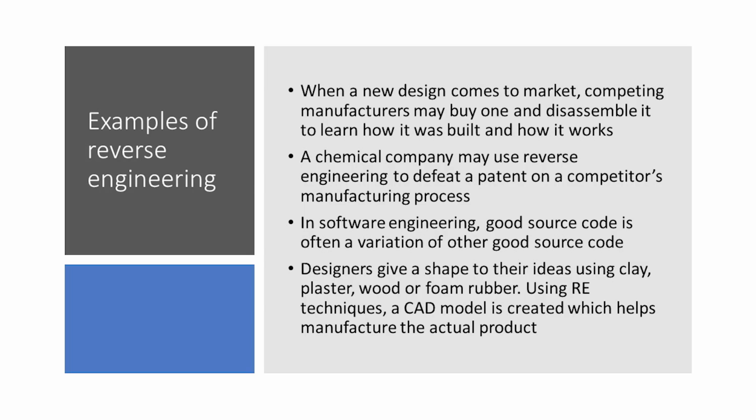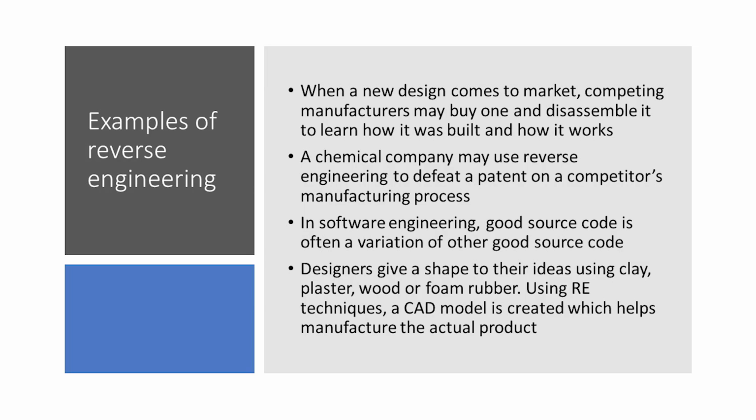So, a specific example is that of a chemical engineering company that uses reverse engineering to defeat a patent on a competitor's manufacturing process. So, maybe there is a competitor who has filed a patent application on a manufacturing process. Now, the competitor of this company may come around and say, okay, I was able to reverse engineer it, and so there is no novelty in that patent. So, they may be able to defeat the novelty claim that the competitor has put out.